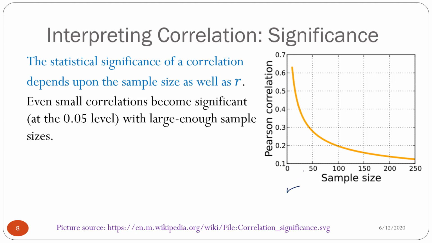So here you have the sample size, and you have Pearson's correlation coefficient. An interesting thing you should see is that we have a decreasing plot. For very small sample size, we have a higher value of correlation, and as the sample size gets higher and higher, the correlation is dropping. So what does it mean?